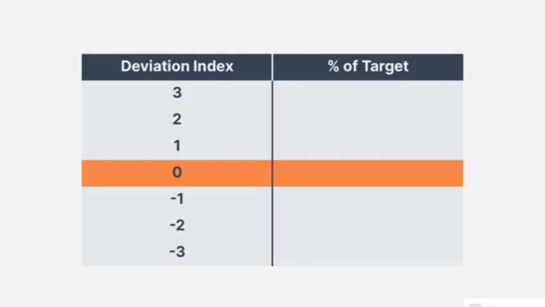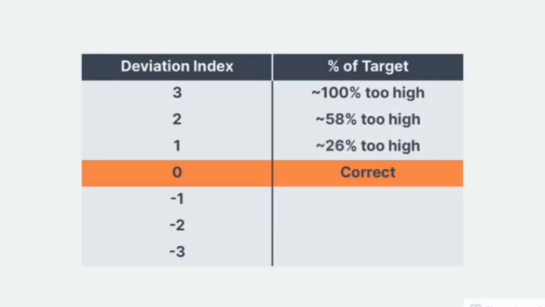The deviation index scale ranges from 3 to -3. A DI of 0 indicates the receptor exposure was exactly on target. A DI of 3 indicates the receptor exposure was 100% too high. A DI of 2 indicates the receptor exposure was 58% too high. A DI of 1 indicates the receptor exposure was 26% too high. A DI of -1 indicates the receptor exposure was 21% too low. A DI of -2 indicates the receptor exposure was 37% too low. And a DI of -3 indicates the receptor exposure was 50% too low.